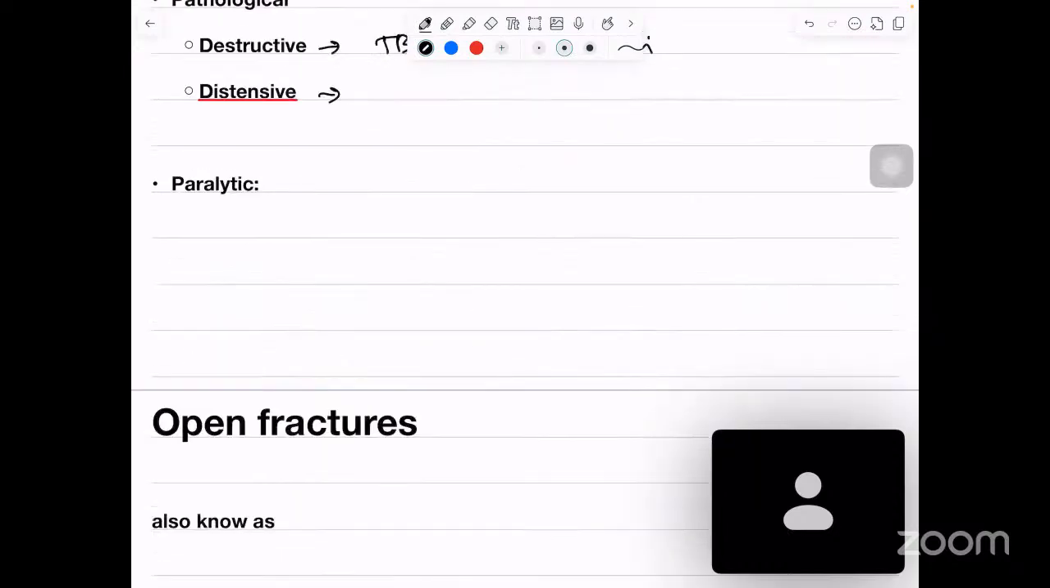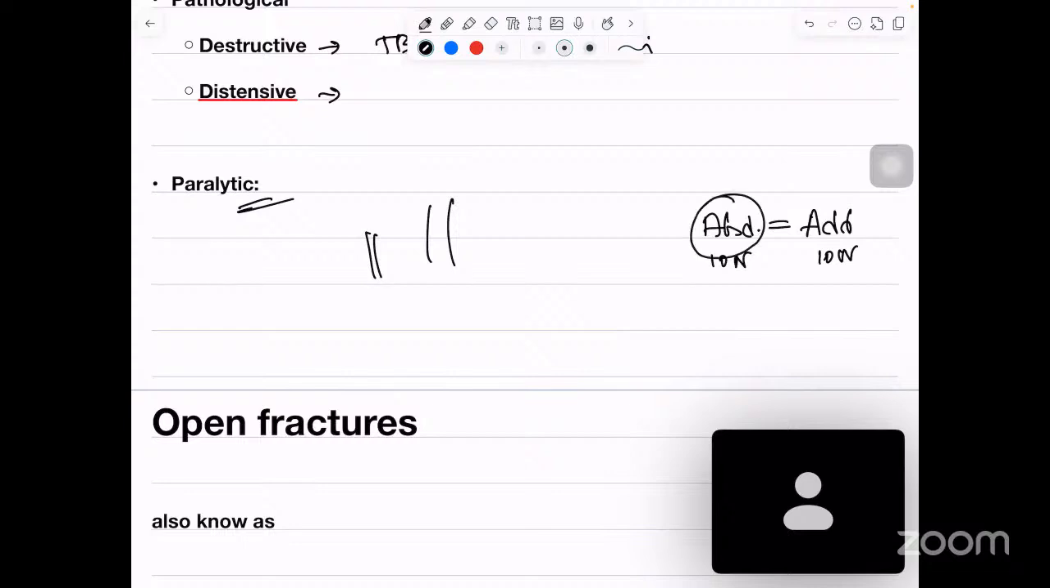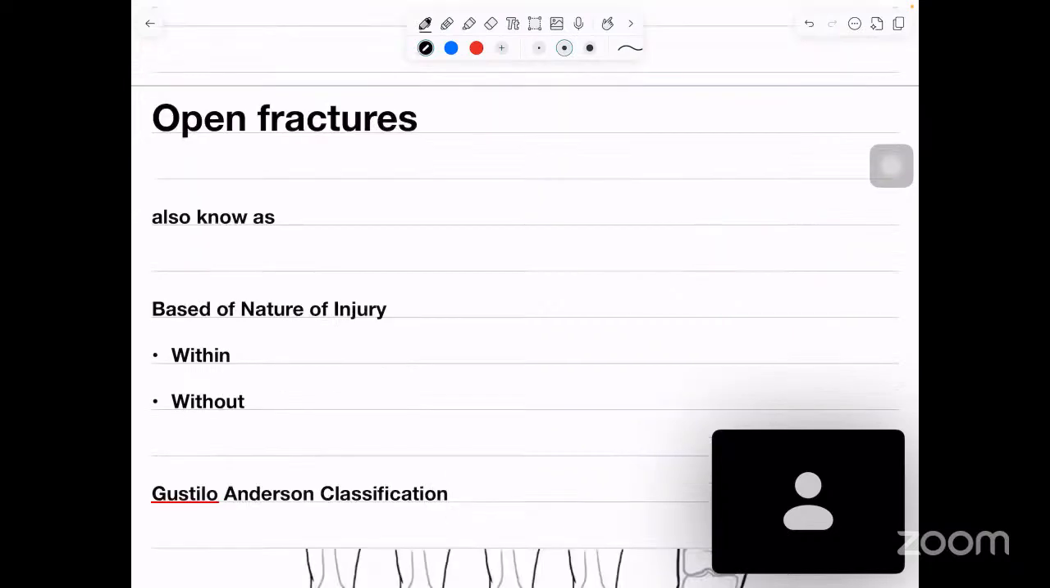Paralytic example: if a kid is born with neurological deficits, one group of muscles, like flexors and extensors, abductors and adductors, should have equal action. If one produces 10 newtons, the other should also produce 10 newtons. But in people with neurological deficits, sometimes the adductors will be overactive and the abductors will be weak, so one will be exerting 20 and the other 2 newtons. Because of that, the joint tends to get dislocated. This is an example of paralytic dislocation. Okay, then going on to the topic, open fractures.